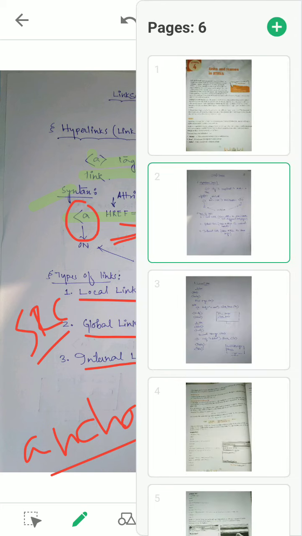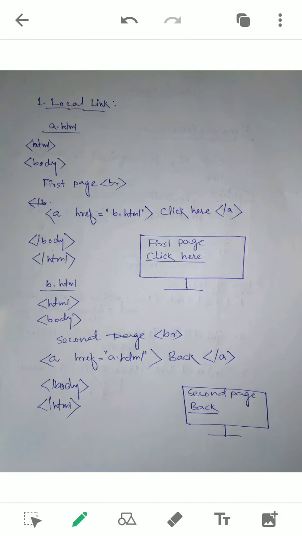So first of all you see how to make a local link, which is a link between different web pages. Assume that a.html is one page, and b.html is another web page. Now if you want to make a link between these two pages, how can we make the link? That means we want to move from one page to another, and from that page come back again to the first page.